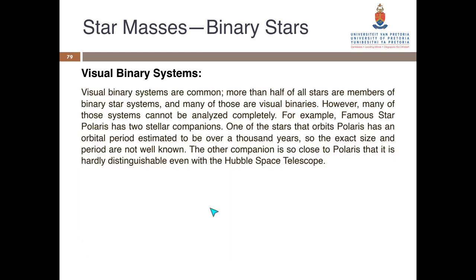So visual binary systems are common. More than half of the stars are members of binary star systems, and many of those are visual binaries. However, many of those systems cannot be analyzed completely.